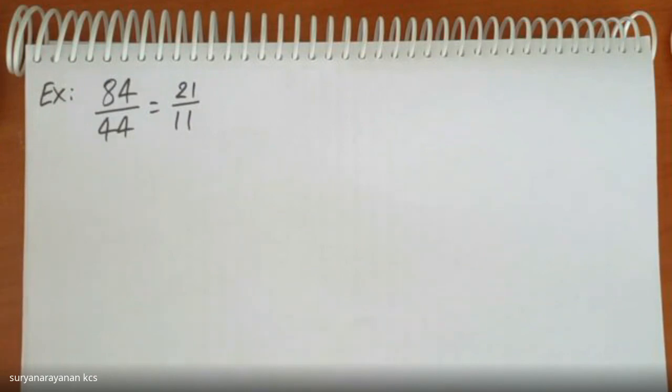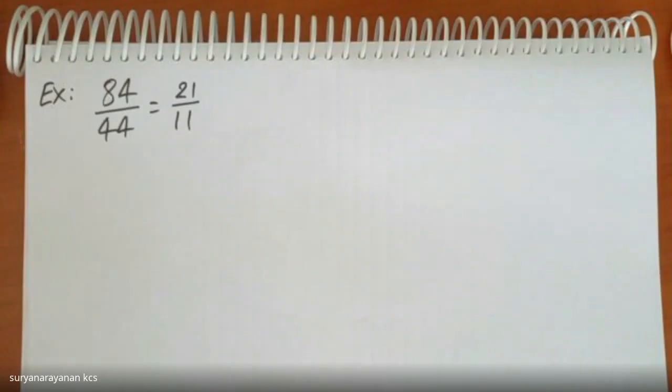Okay, my children. What about other children? Yes, sir. Only John found the HCF of the numerator and denominator. What about other children? Sir, found, sir.